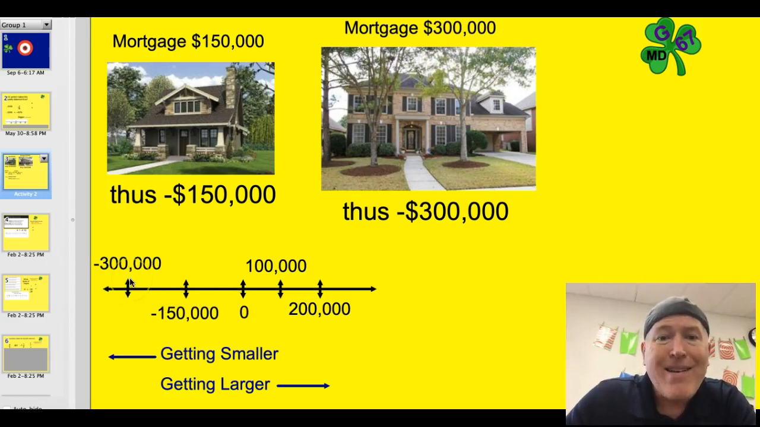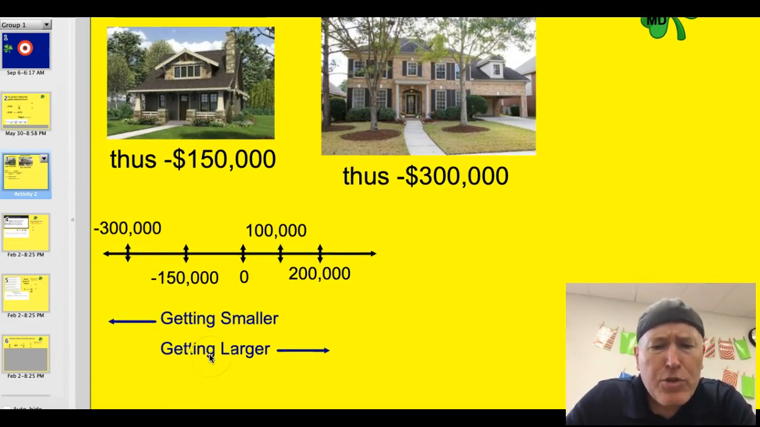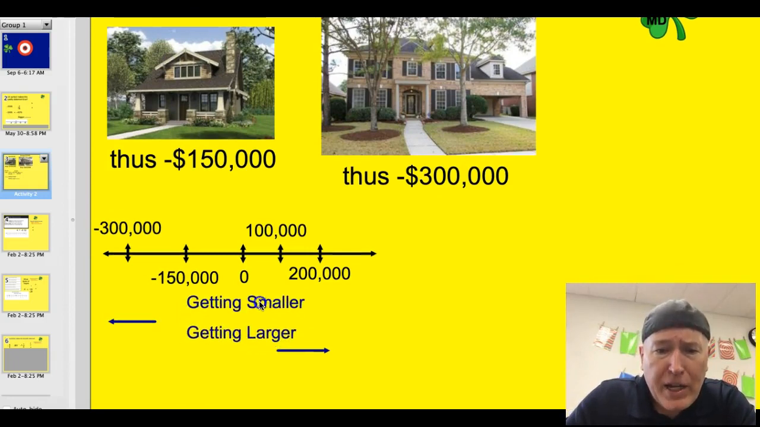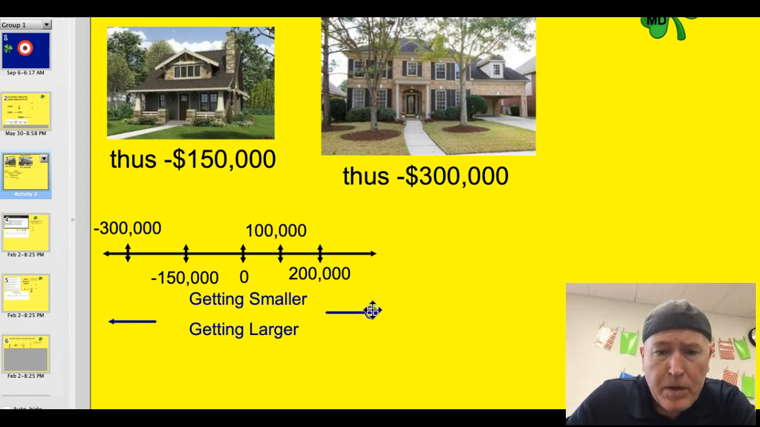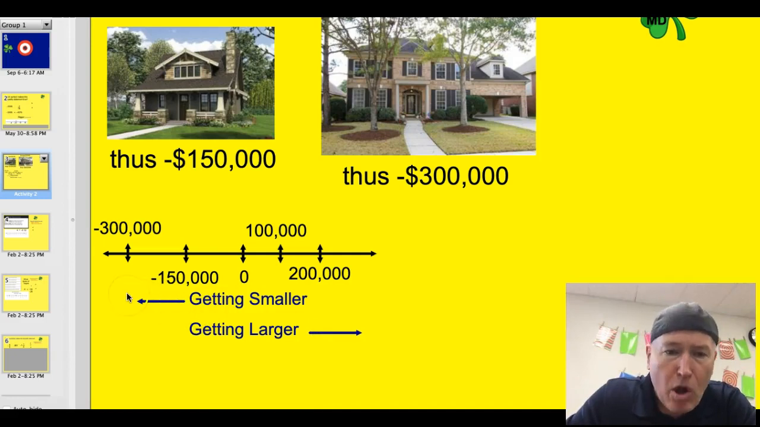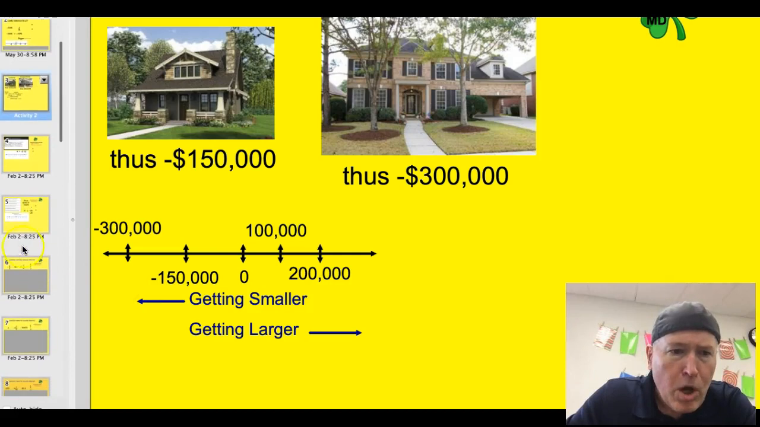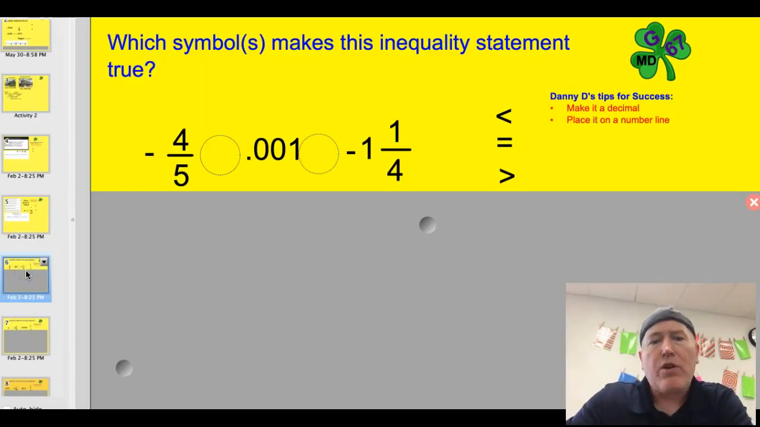It's more negative. Just remember, when you're on the number line, I'm going to move these a little bit so they line up with zero. Right smack dab on zero. The farther you go to the right, the larger you get. The farther you go to the left, the smaller the value gets. Okay? All right, I did this one here. Let's jump down and try a couple problems.